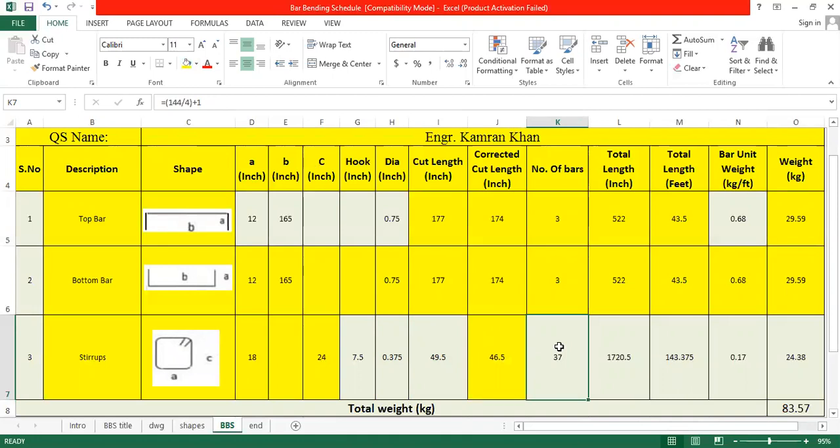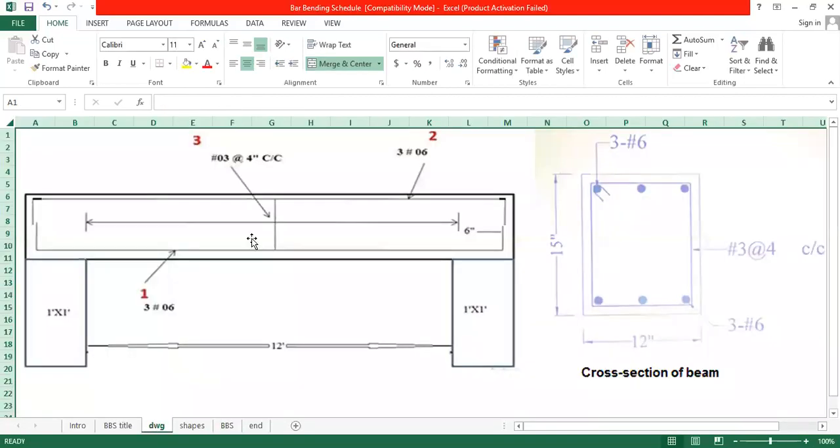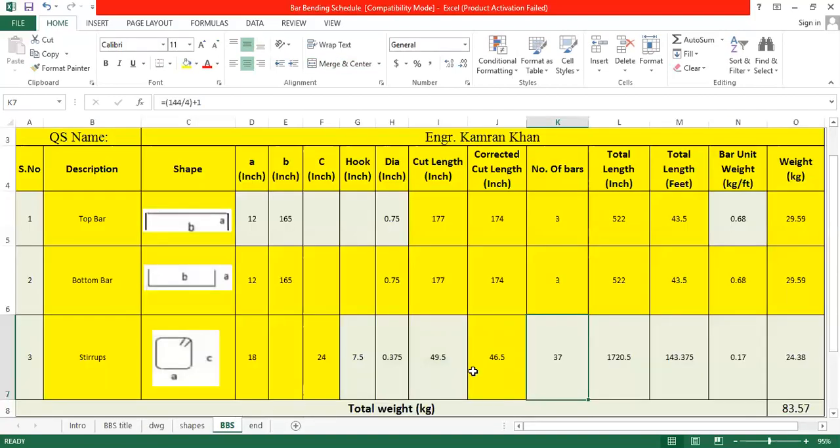Now the number of bars, how many stirrups we will need. For this I have the formula: total length divided by the spacing, plus 1. The total length is 144 inches because the length of the beam is 12 feet, converted into inches. Now 144 divided by the spacing of the steel stirrup. Spacing is mentioned over here: number 3 at 4 inches center to center. So length of the bar divided by spacing, 4 inches, plus 1 gives the number of stirrups equal to 37.